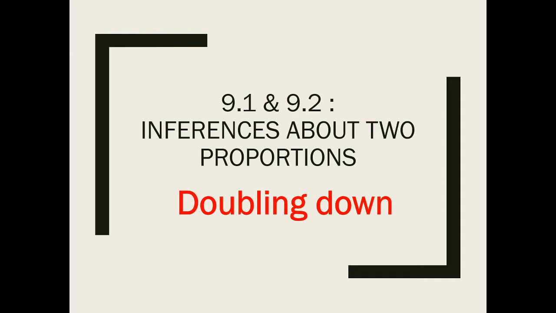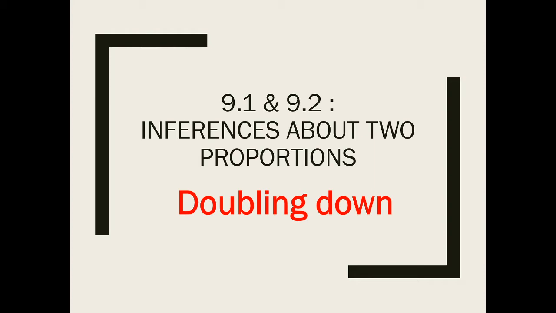Well, now we're going to do something like test the claim that this population in this state has more people with blue eyes than this population in this other state. So we're comparing two populations rather than just comparing one population to a target value. That's what this whole section is about.